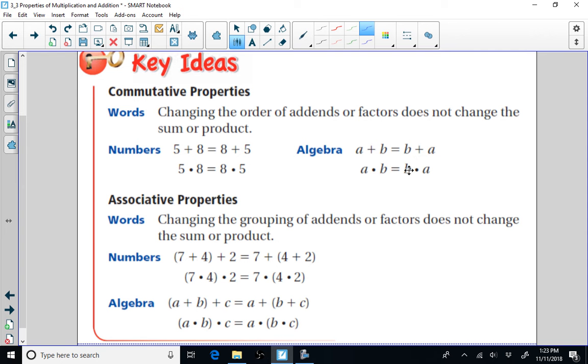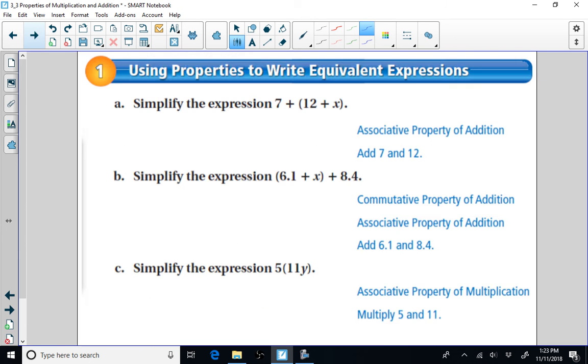With the associative property, changing the grouping of the addends or factors does not change the sum or product, right? 7 plus 4 grouped together, plus 2, is the same as 7 plus 4 plus 2. And it works for multiplication as well. All right, let's see how we apply this when we want to simplify expressions.